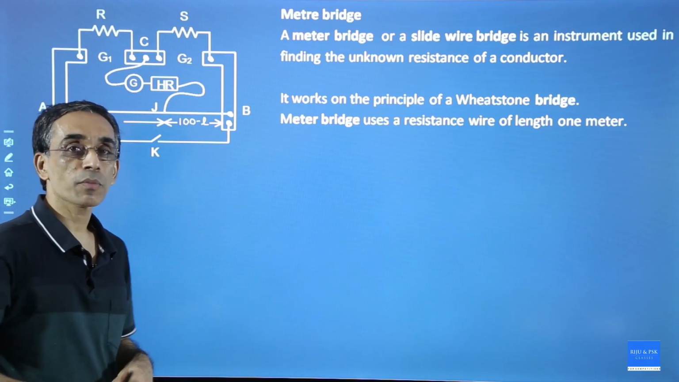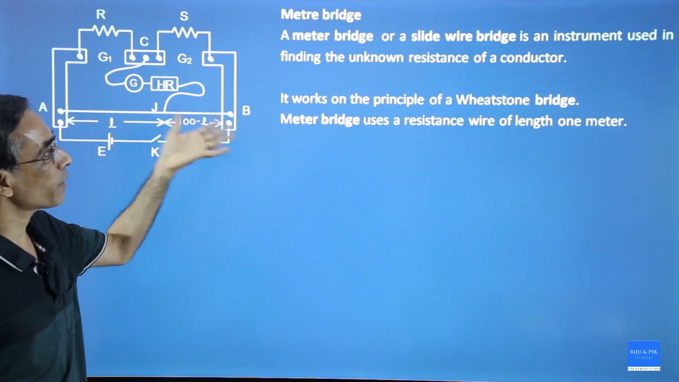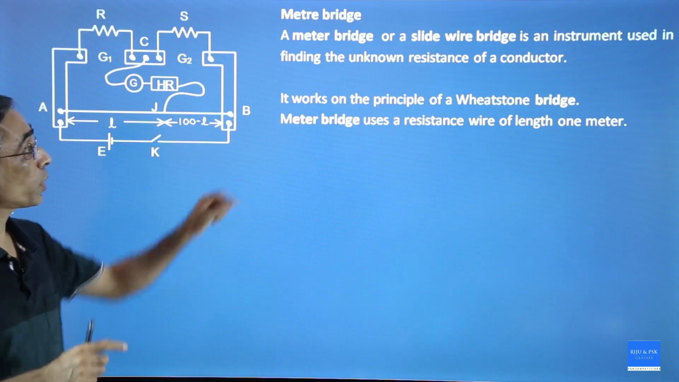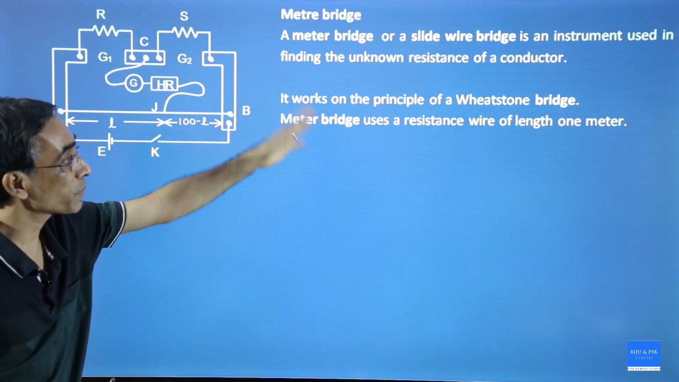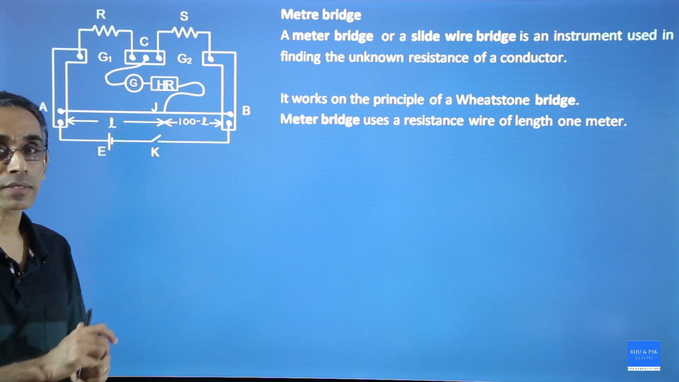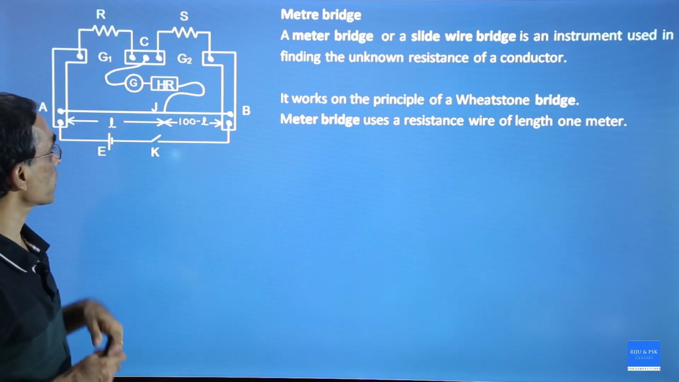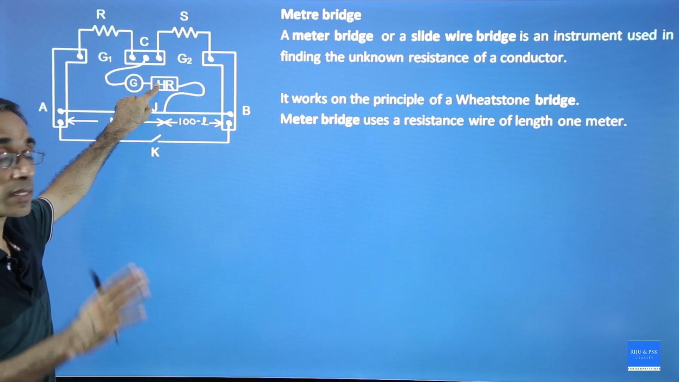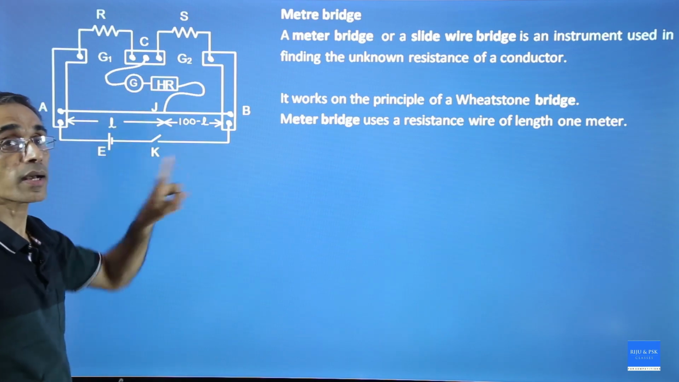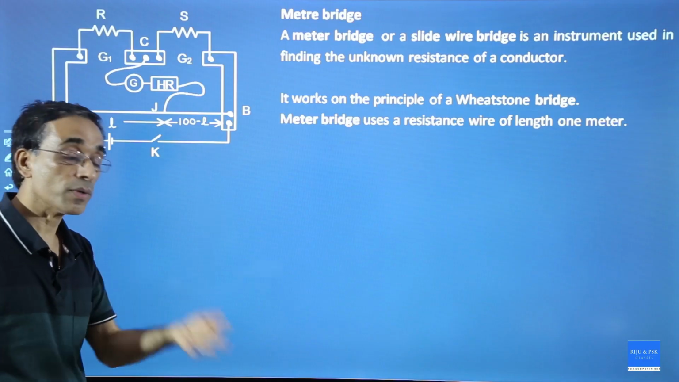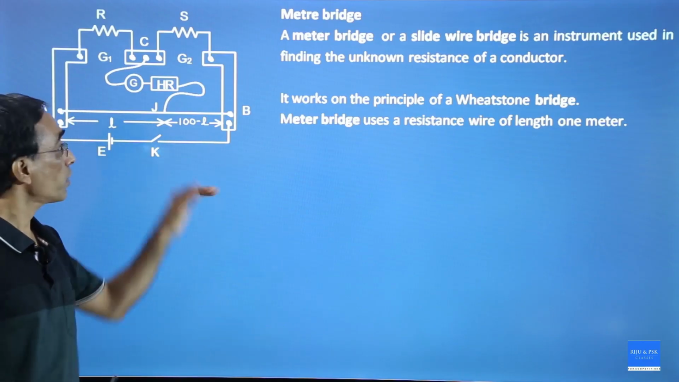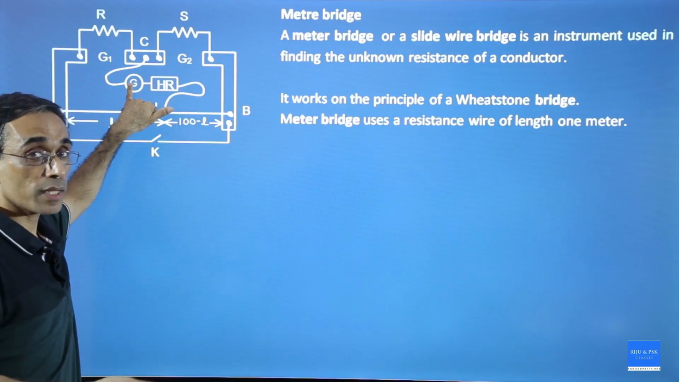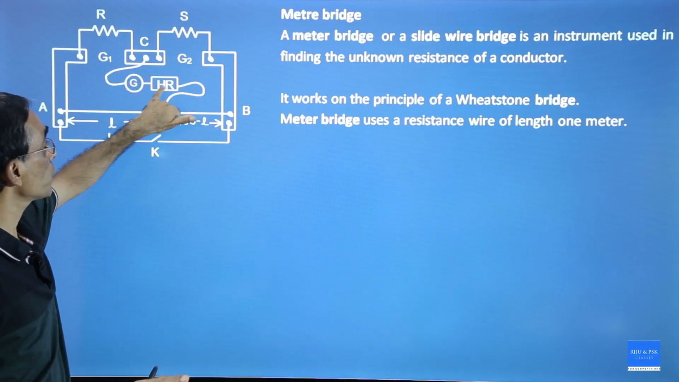Now, last class we studied about a meter bridge, and we know that a meter bridge is an application of Wheatstone's bridge. It works on the principle of Wheatstone bridge, and it is used to find resistance, and it uses null deflection. There is a high resistance here. Why is a high resistance required? It is to protect the galvanometer from burning out. If this resistance is not used, there is a possibility of the galvanometer burning due to high current. To prevent high current, we use a resistance here.